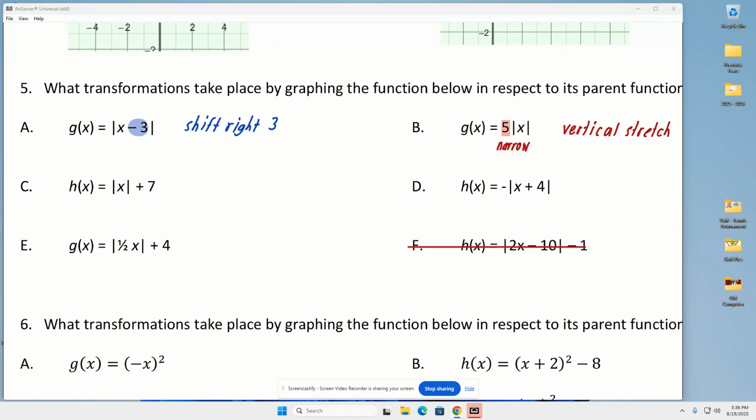Okay, C. We're back here to adding. Adding, of course, means it's shifting. It's outside, so it's vertical. It's a vertical shift. So this thing is going to shift up 7.